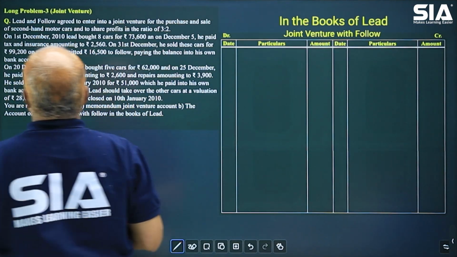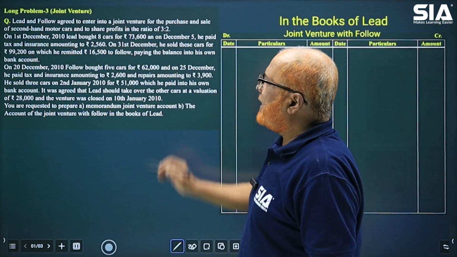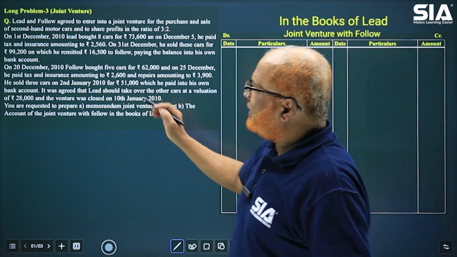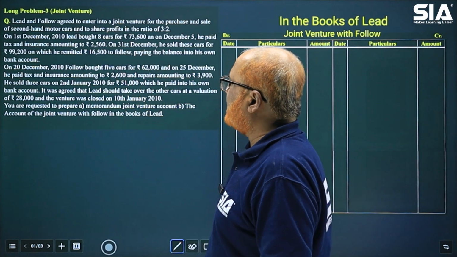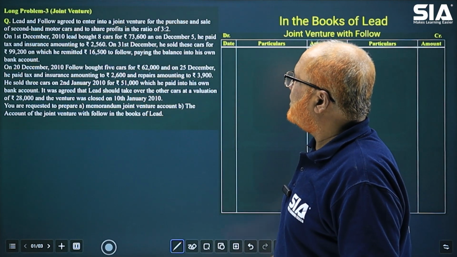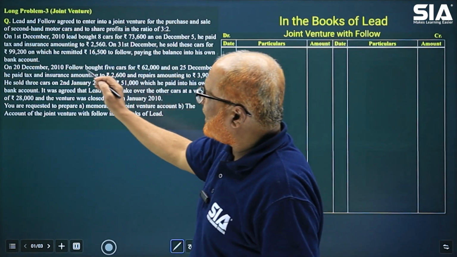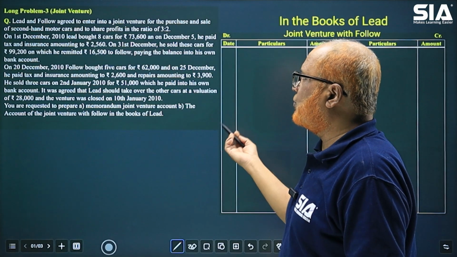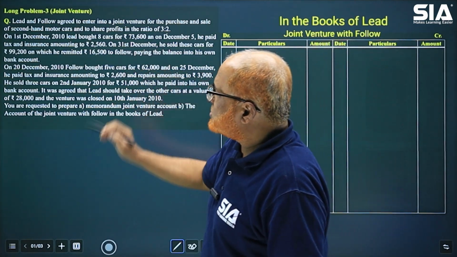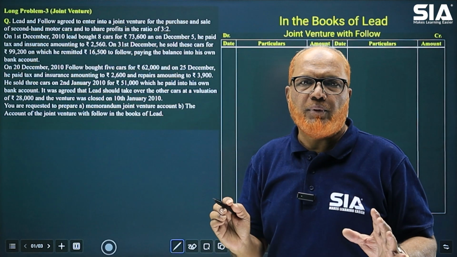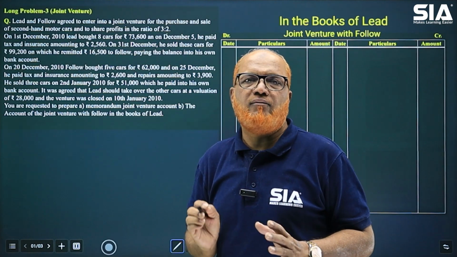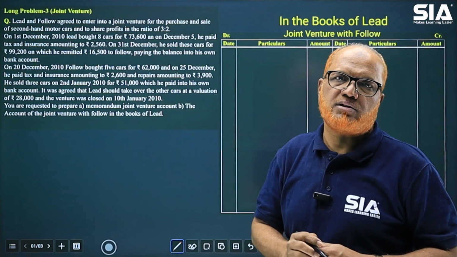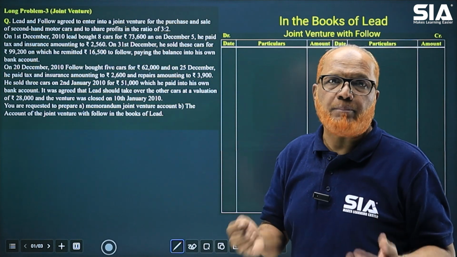Now, on 1st December 2010, Lead bought 8 cars for 73,600 and on December 5th, he paid tax and insurance amounting 2,560. On 31st December, he sold these cars for 99,200, on which he remitted 16,500 to Follow, paying the balance into his own bank account. Remember, understanding the problem is very, very important. Until and unless you understand the problem, it will be difficult to solve it.